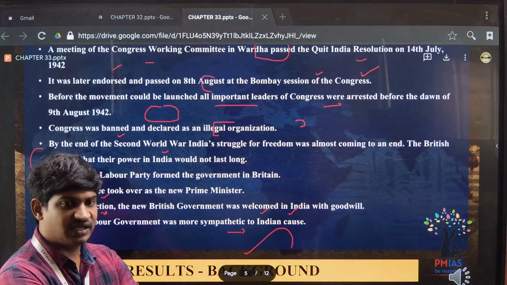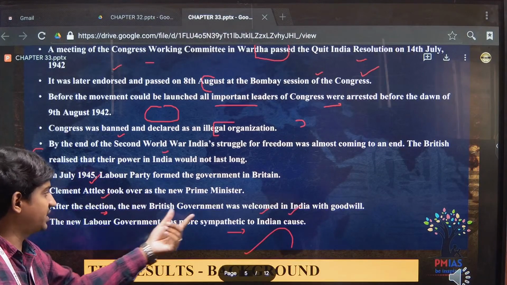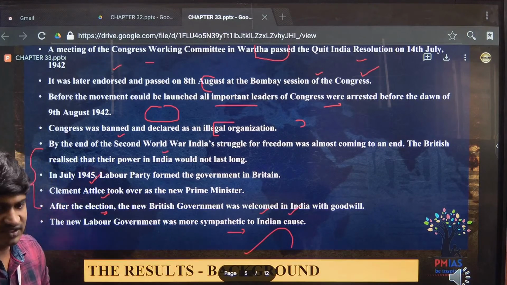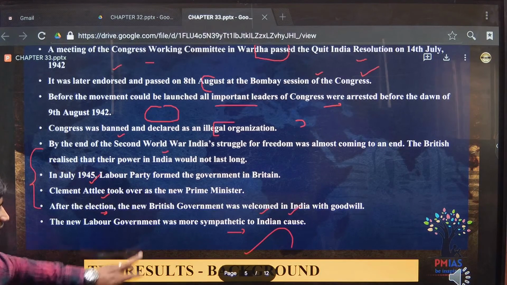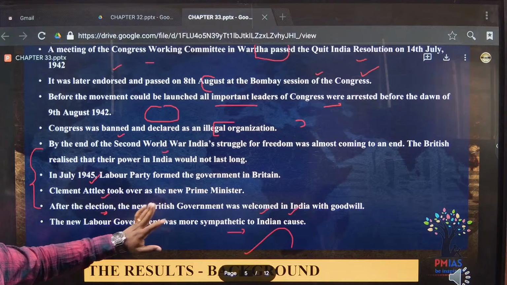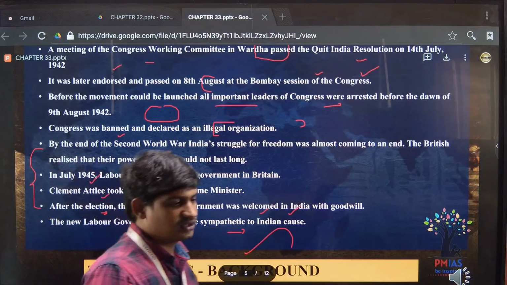the new British government was welcomed in India with goodwill. Okay, at least this government will do the needful for India and the Indians. And as the Indians expected, the newly formed Labour government was more sympathetic to the cause of the Indians.